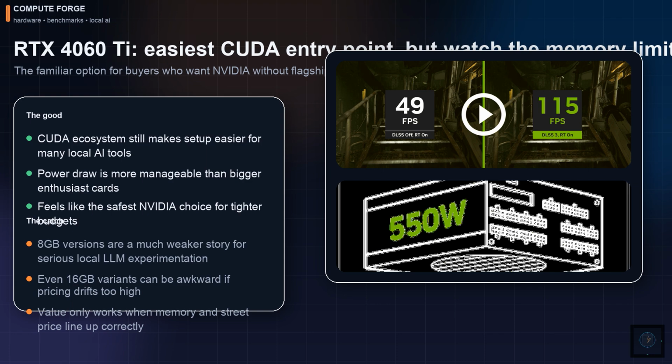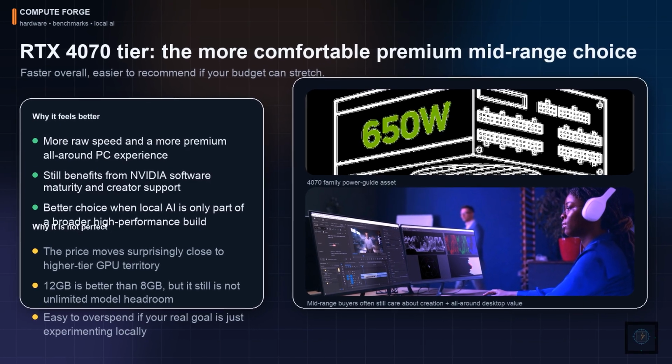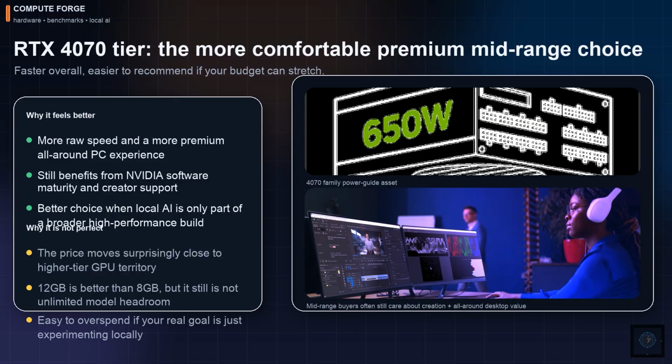answer for every model. Then there is Intel Arc B580. This is the value wildcard. It brings 12 GB of memory, modern media features, strong AI messaging from Intel, and a price that makes a lot more sense for builders who want to experiment locally without overspending.